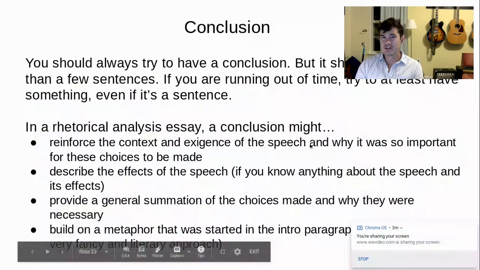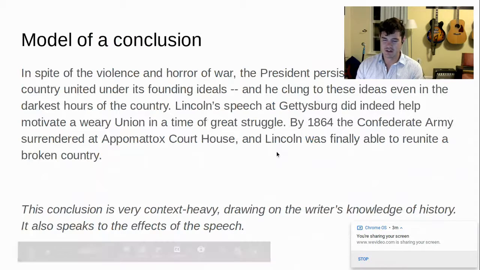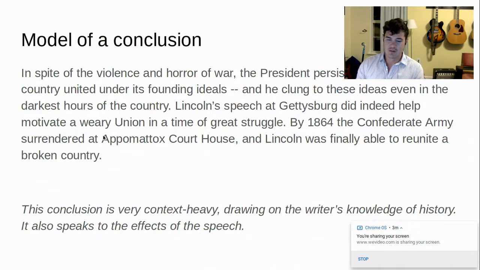For rhetorical analysis, here are some ways to do it. Reinforce the context and exigence of the speech and why it was so important for these choices to be made. Or describe the effects of the speech if you know anything about the effects of this speech. Or provide a general summation of the choices made and why they were necessary. Or build on a metaphor that was started in the intro paragraph, which would be a fancy and literary approach, but I'm going to try to model that for you. Or a very kind of muted version of that. So here'd be a model of a conclusion.